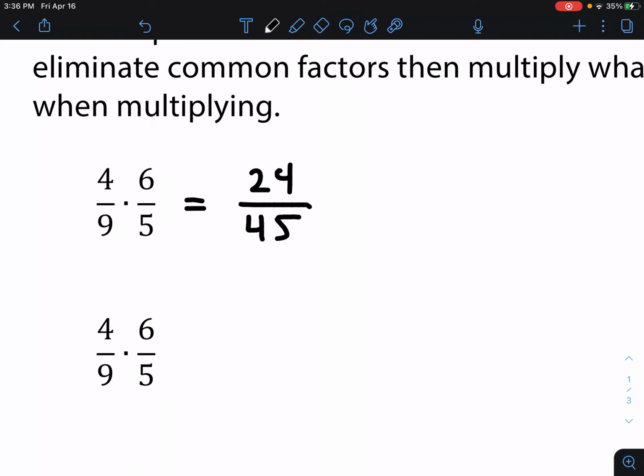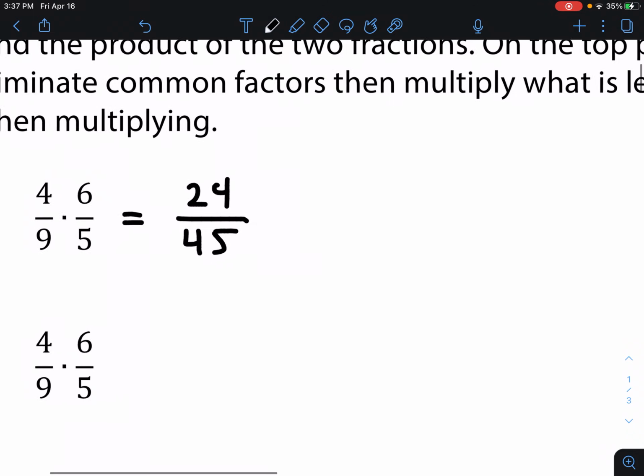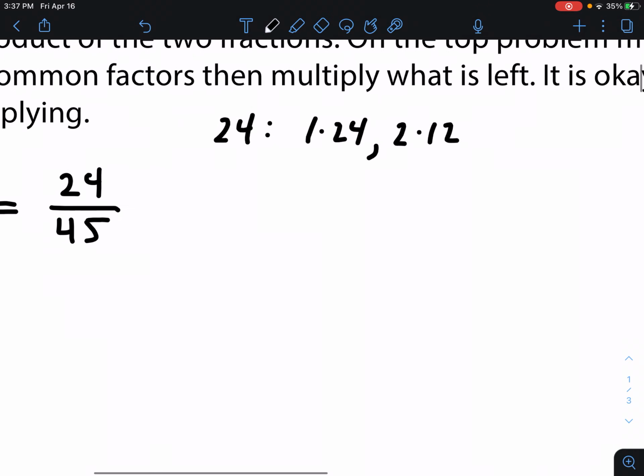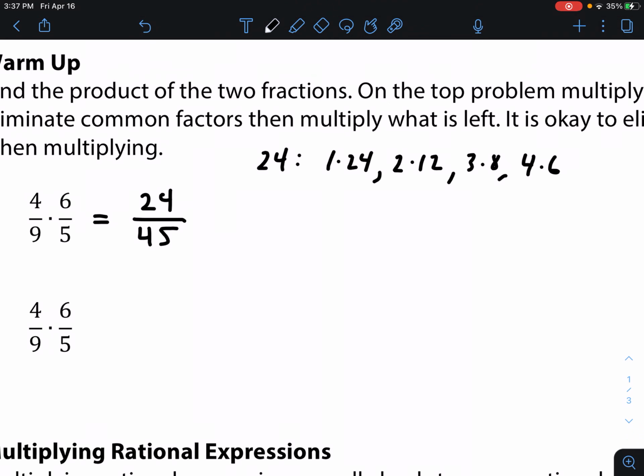What we have to do now is we have to say, all right, well, what's a common factor between 24 and 45 that we could eliminate? I mean, we could make a list, I suppose. Let's do that. Let's make a little list. I'm going to do it up here. So 24. 24 is 1 times 24, 2 times 12, 3 times 8, 4 times 6. All right, that's all of them. Trust me, it is.